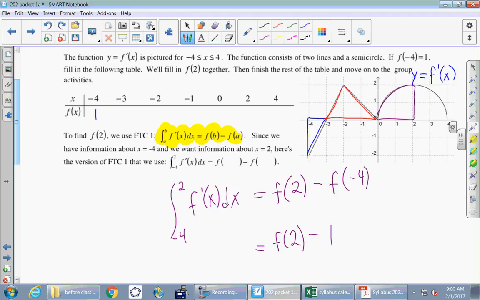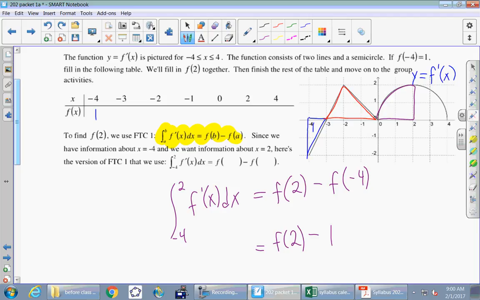Okay, so for me, I've got 3 shapes from -4 to 2. I've got 2 triangles, and then what part of a circle? Quarter of a circle. And again, triangles and circles, we know. We don't know much about areas, but we know those guys. So we just calculate. Area of blue, what is it? That's a 1, right? Half base times height.